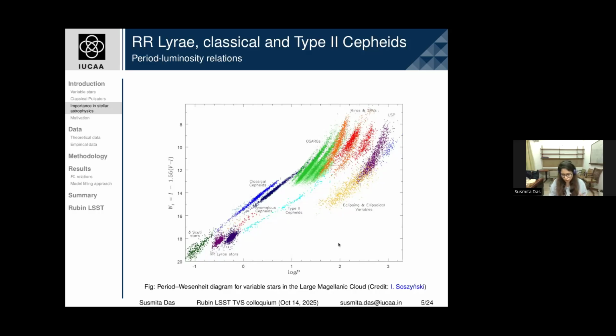So this is useful because say we have certain clusters where there is a scarcity of classical Cepheids. Say we have a galaxy which is older, typically older than where classical Cepheids would be present, is where the type 2 or the population 2 counterparts come in handy.